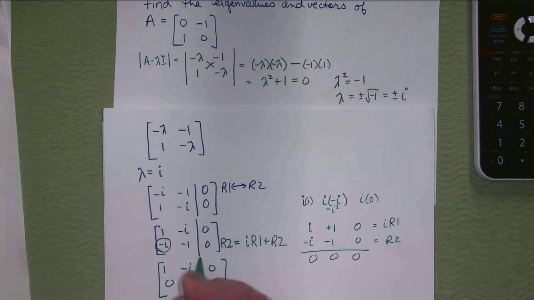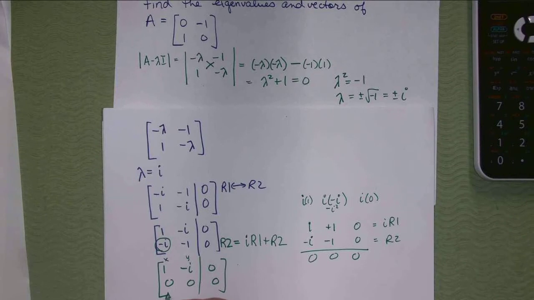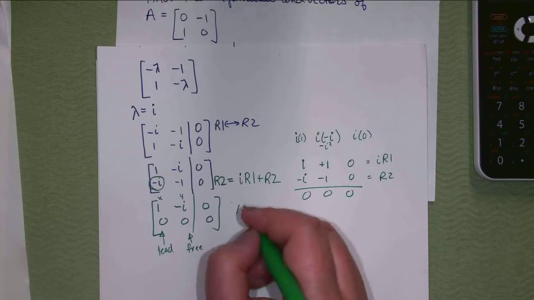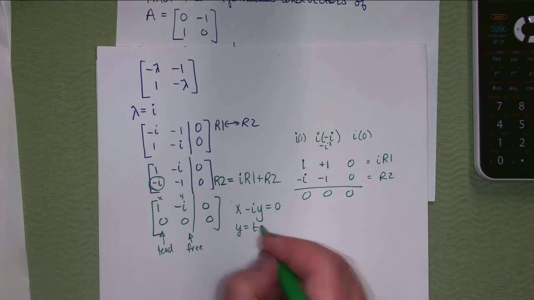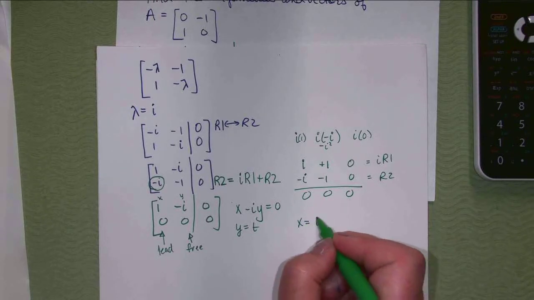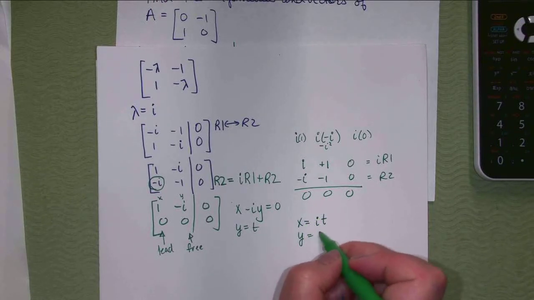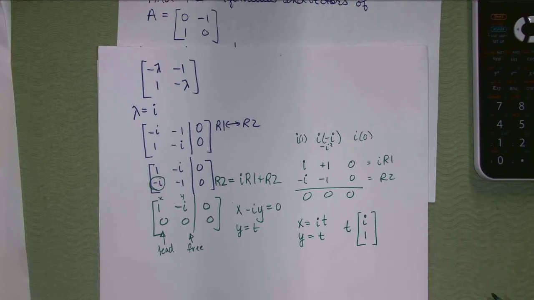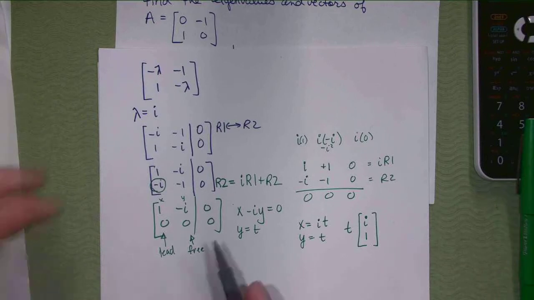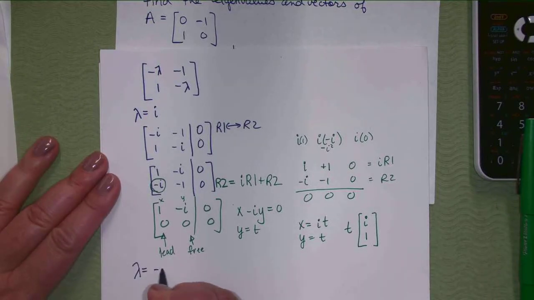So we write out our solution. So this is x and y. So x is the lead, and y is free. So x minus i y equals 0, and y is t. So x equals i times t, and y is t. Okay, like i is like a number, like a 2 or something. And then our second one should work out as well.